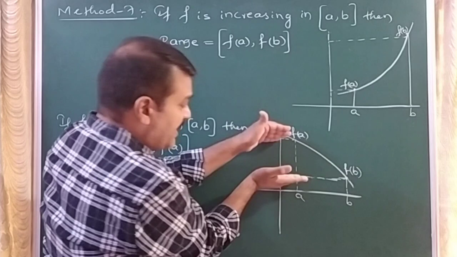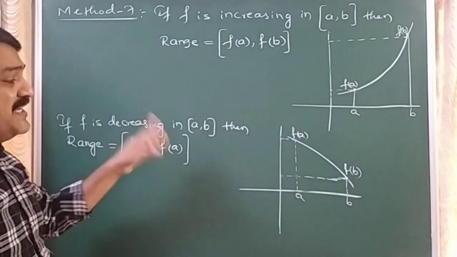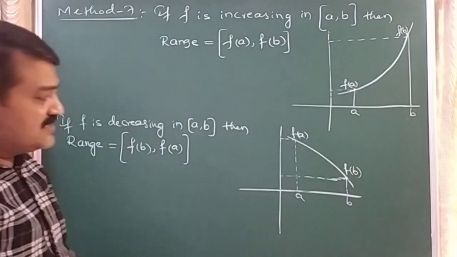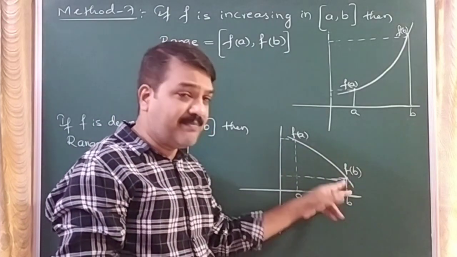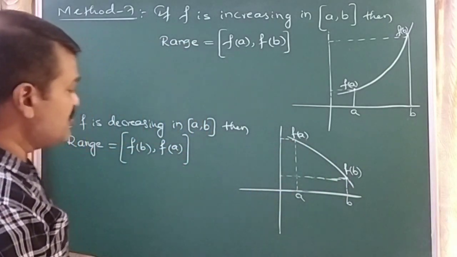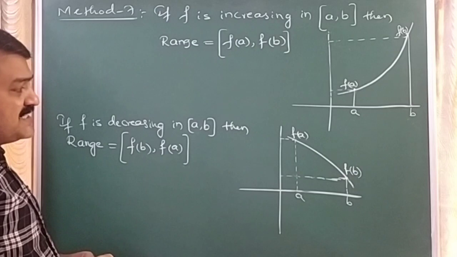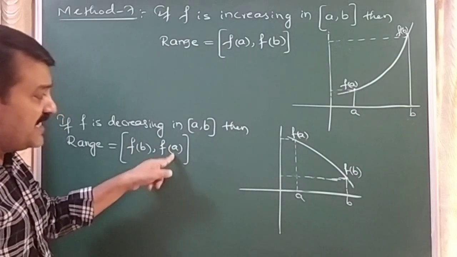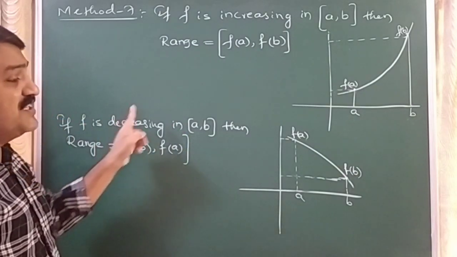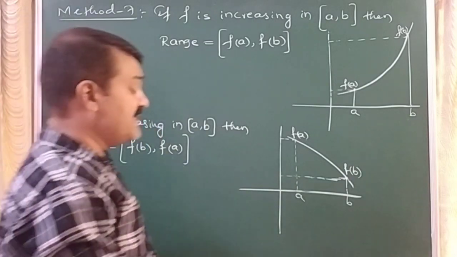Therefore, the range we have to write as f of b comma f of a. Since f of b will be less when compared with f of a, range becomes closed bracket f of b comma f of a, whenever the function is decreasing in closed bracket a comma b.